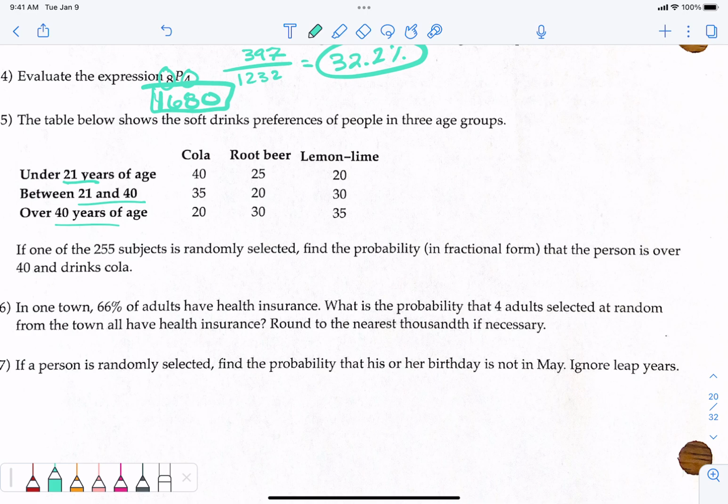They give us the total. This is exciting. 255. 255 is my total. We don't have to add them up. That's nice. Here we go.